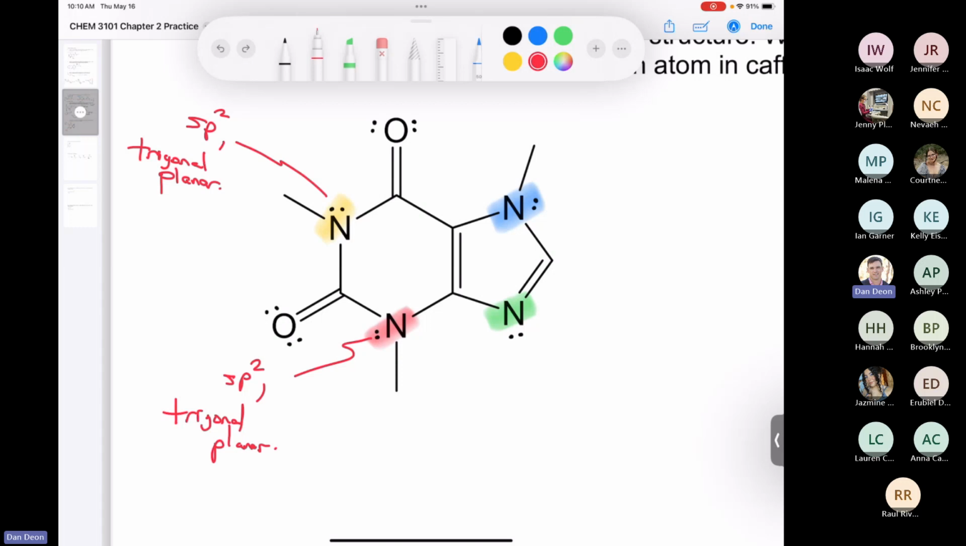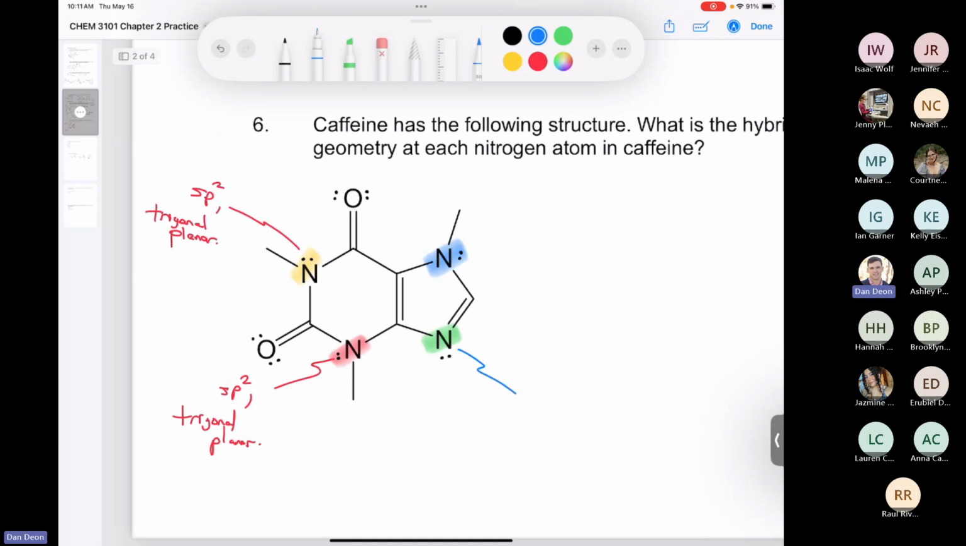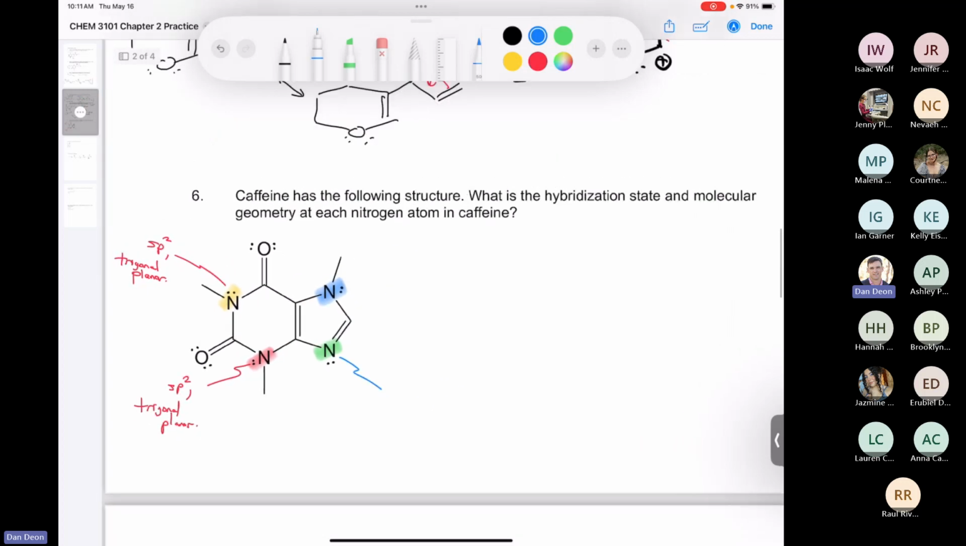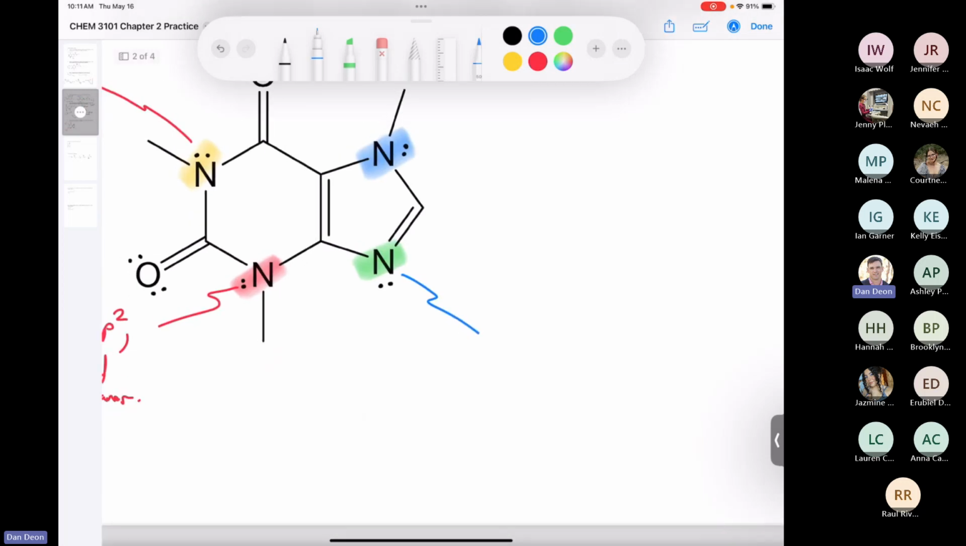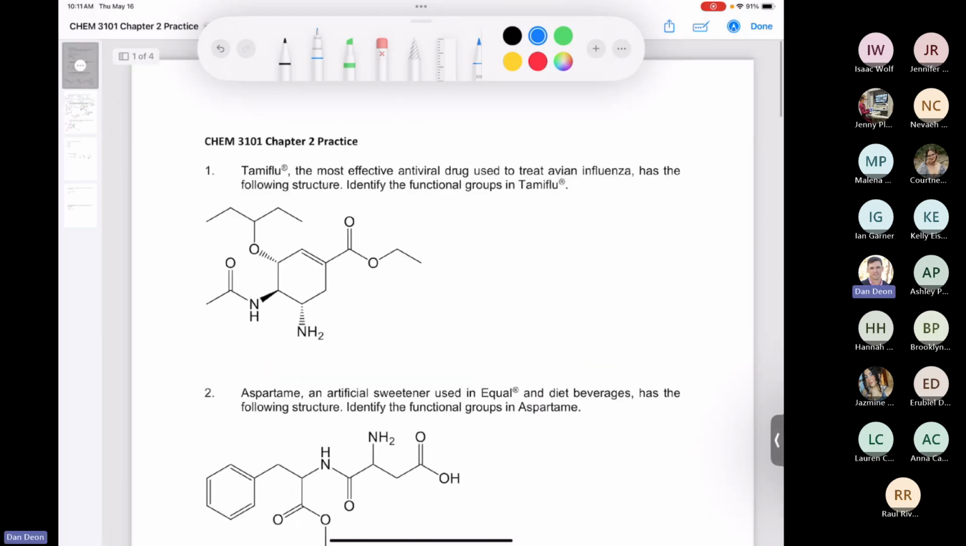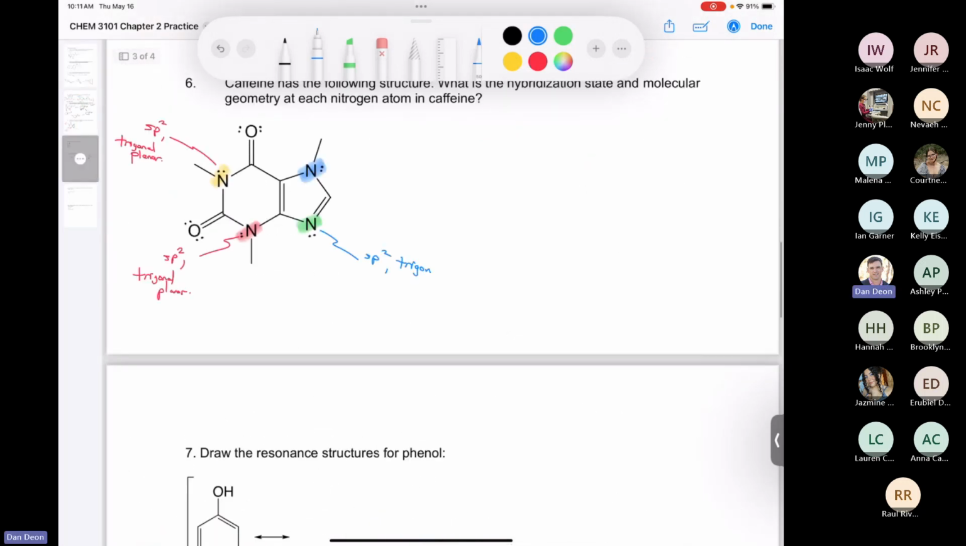Okay, let's try the one in green. The one in green is a little trickier. That nitrogen has a double bond on it, and it also has a lone pair. So can that lone pair participate in resonance? No, exactly. It can't, because it's in an sp2 hybridized orbital, isn't it? So the nitrogen is sp2. The lone pair is in an sp2 hybridized orbital, but it can't participate in resonance, because in order to participate in resonance, you have to be in a p orbital. So what's it asking for here? What's the hybridization state of each nitrogen, and what's its molecular geometry? So this one is also sp2, and it's trigonal planar.